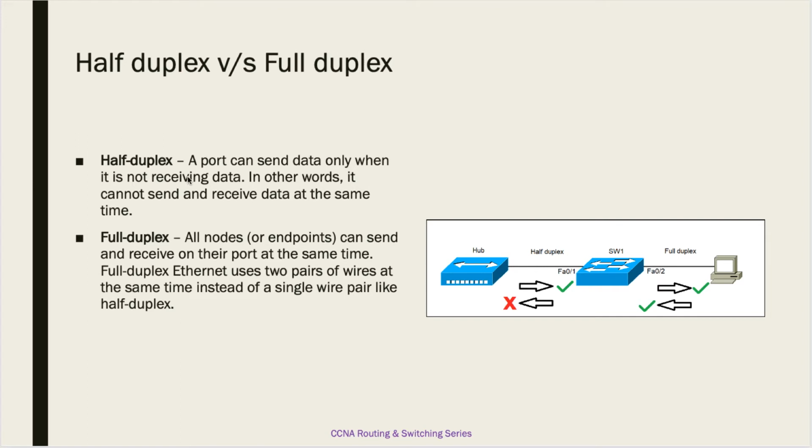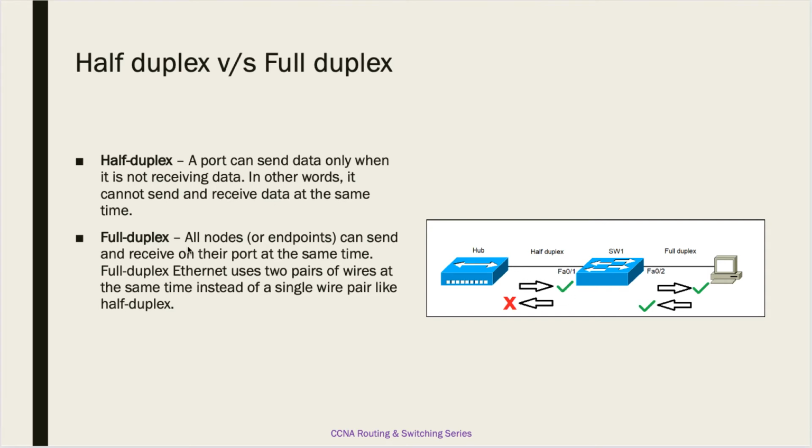In the half duplex mode, what happens? If you take a look at this diagram, here we have a hub, in the center we have a switch, and on the right-hand side we have a PC connected. Half duplex says a port can send data only when it's not receiving data. That means at a given point of time in half duplex mode, either you can send or you can receive the data. In other words, it cannot send and receive data at the same time. If this device is sending, it cannot receive data on the same port at the same time. That's half duplex.